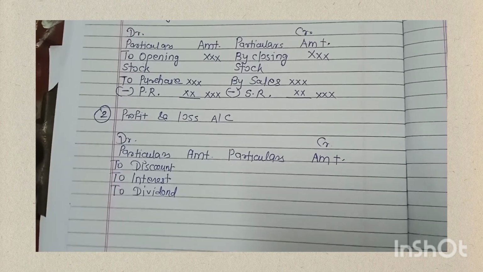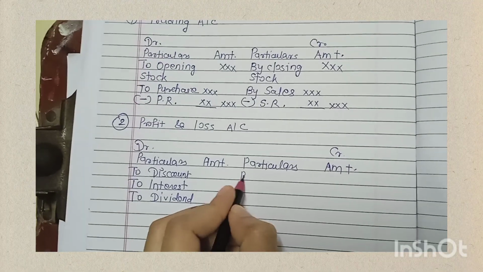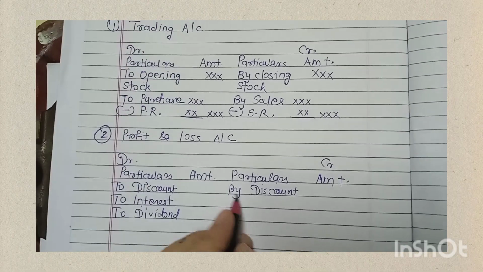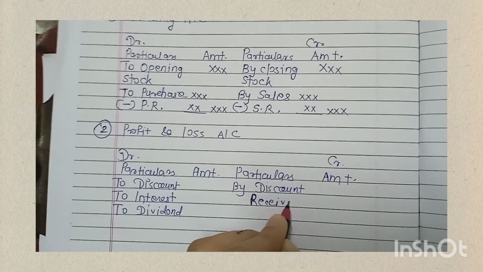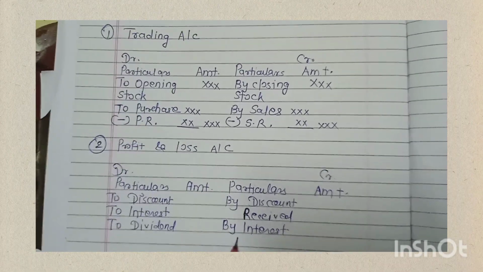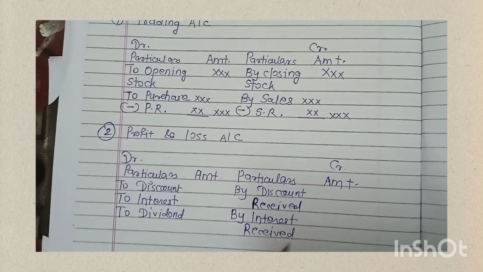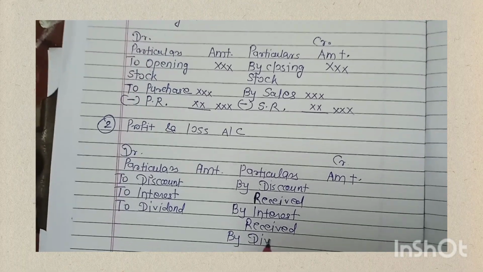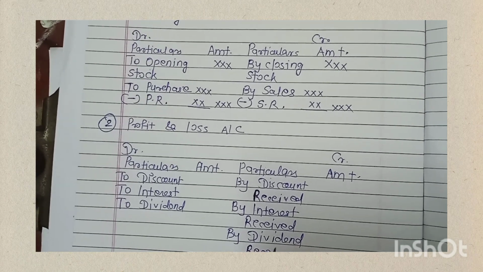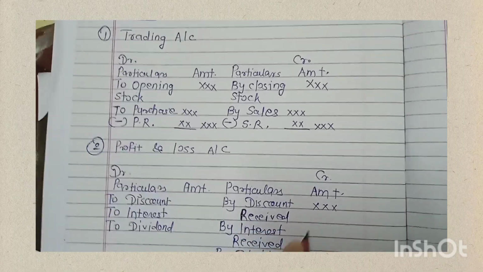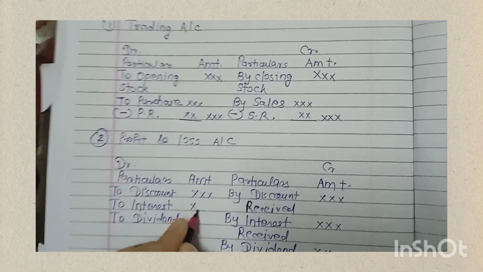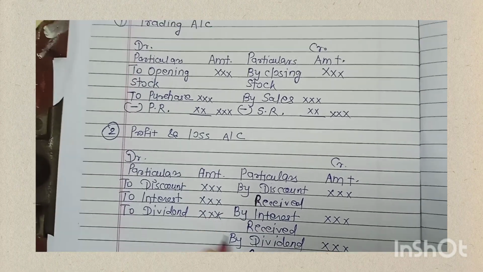And if we receive something, like if we received a discount from any seller, it is an income for us. Then interest received, if we have invested in something, and also dividend, if we invested in some company's shares. So we will receive some amounts. I hope you all are understanding what I am trying to say. So this is the shortcut of the profit and loss account.